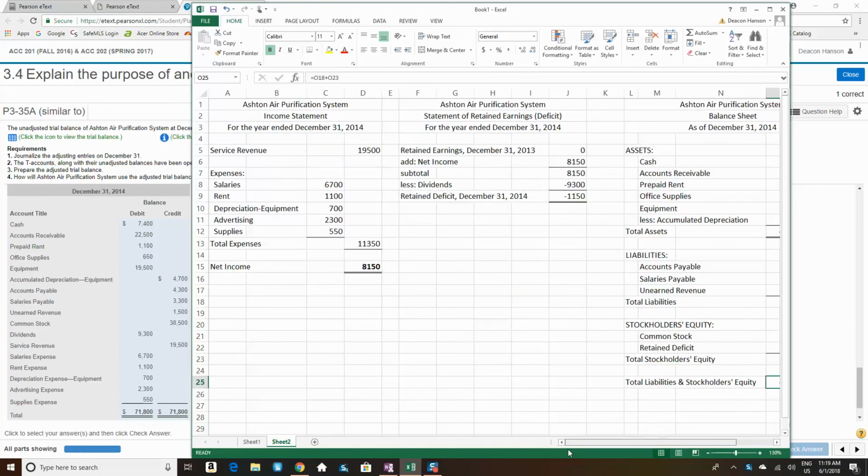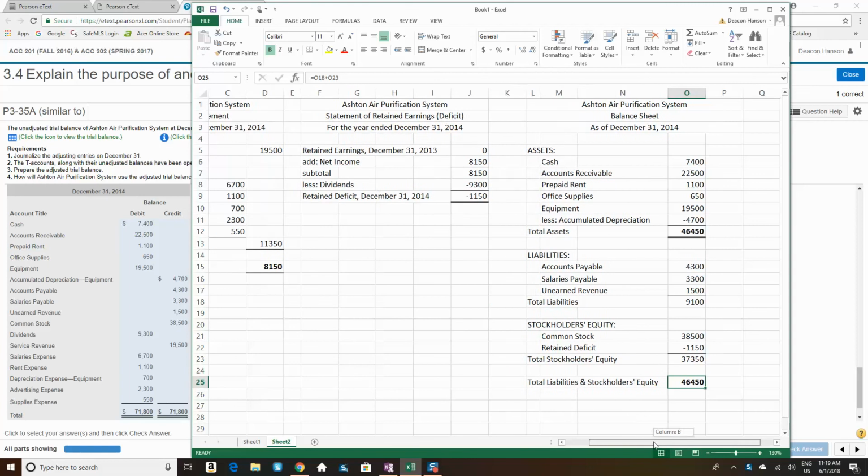And this is something that is forever. You don't ever change this method. It always works this way. Income statement, retained earnings statement, balance sheet, in that order, using the adjusted trial balance. Okay. So you can review this video if you want to come back to this.